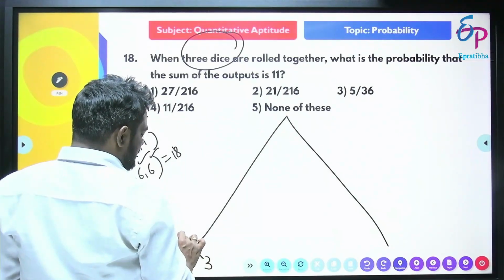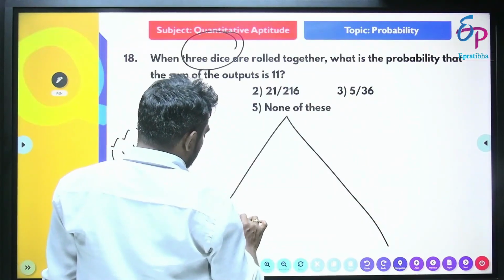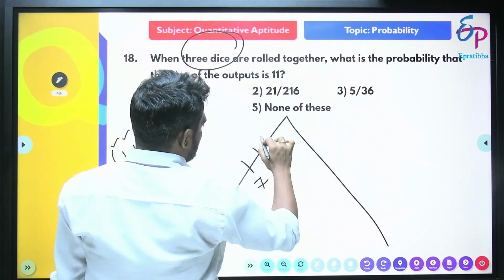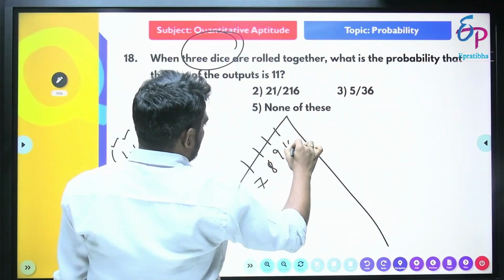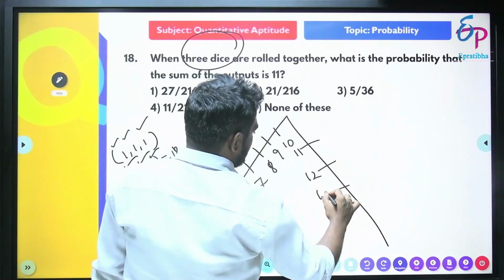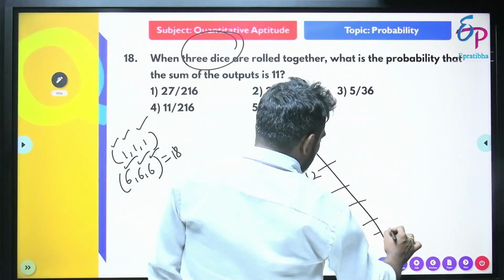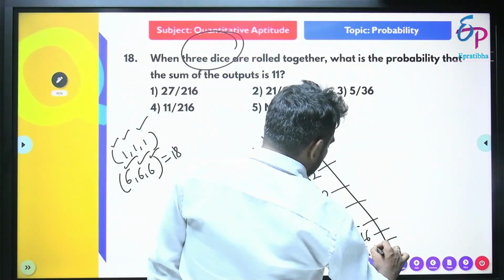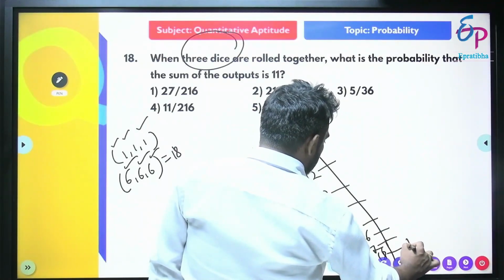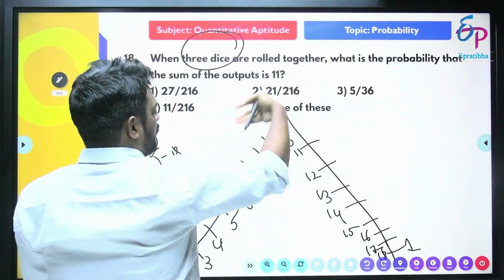Here it is 3. How many times is it? 1. Then it is 4. Then it is 5. Then 6. Then 7. Then 8. Then 9. Then 10. Here it is 11. Here it is 12. 13, 14, 15, 16, 17, and 18. 18 means 6, 6, 6. Here also it is 1, right? It goes from 1 upwards.